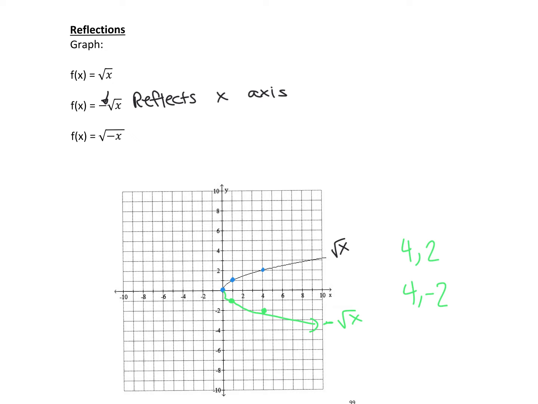Now, if this one reflects over the x-axis, what do you think the negative does inside of the function? Any ideas? Did somebody type it in? Reflects across the y-axis. Yes, that is correct. Good job, Cyril. You were really fast at typing, by the way. That was impressive. Okay, so yes, this one actually reflects over the y-axis.